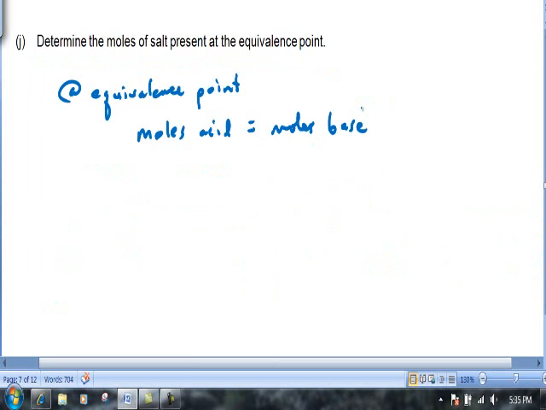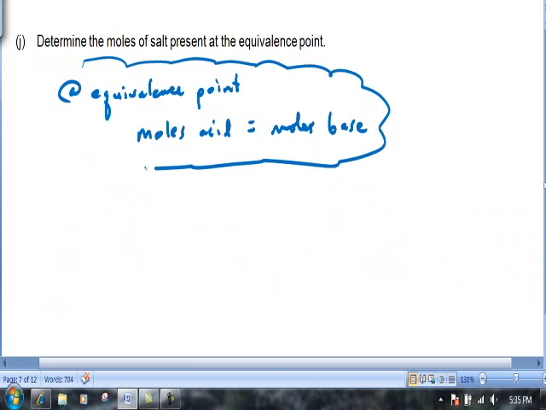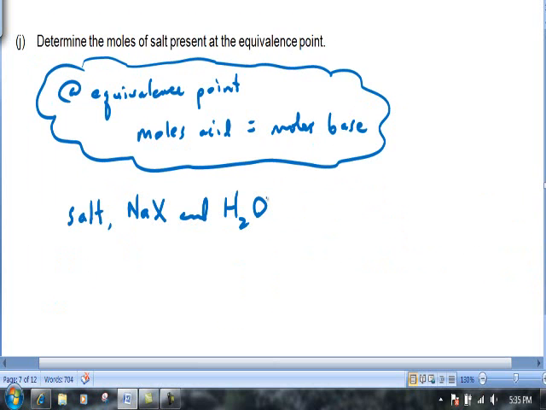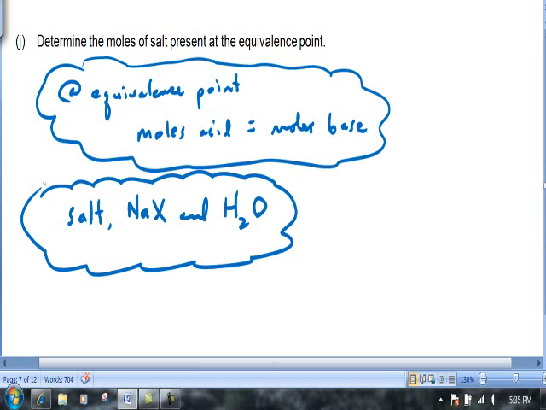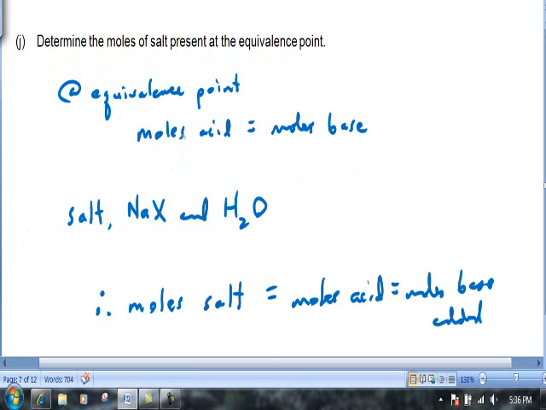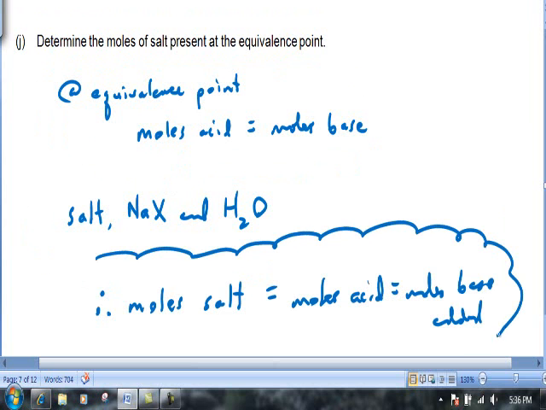Now, at the equivalence point, we know that the moles of acid is equal to the moles of base that we added to neutralize the acid. Once the acid has been neutralized, the only thing present at the equivalence point is now salt, NaX, and water. All of the acid that was originally present has now been turned into salt. So what we can now say is that the moles of salt is equal to the moles of acid, which is equal to the moles of base that were added to neutralize the acid.